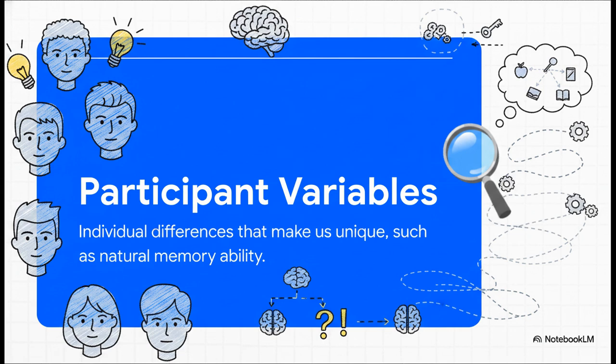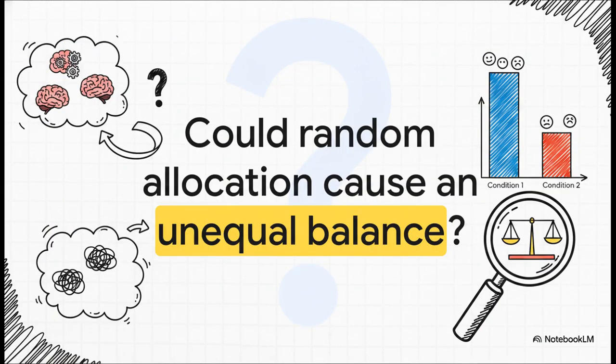have to deal with. So ask yourselves this: if we just randomly assign people to groups, couldn't we accidentally put all the memory geniuses into condition 1 and the more forgetful folks into condition 2? Condition 1 would definitely look like it performed better, but it wasn't our independent variable doing the work. It was just their natural talent. Haven't we literally just ruined our own experiment? Yep, and that's exactly why controlling these variables is absolutely crucial.